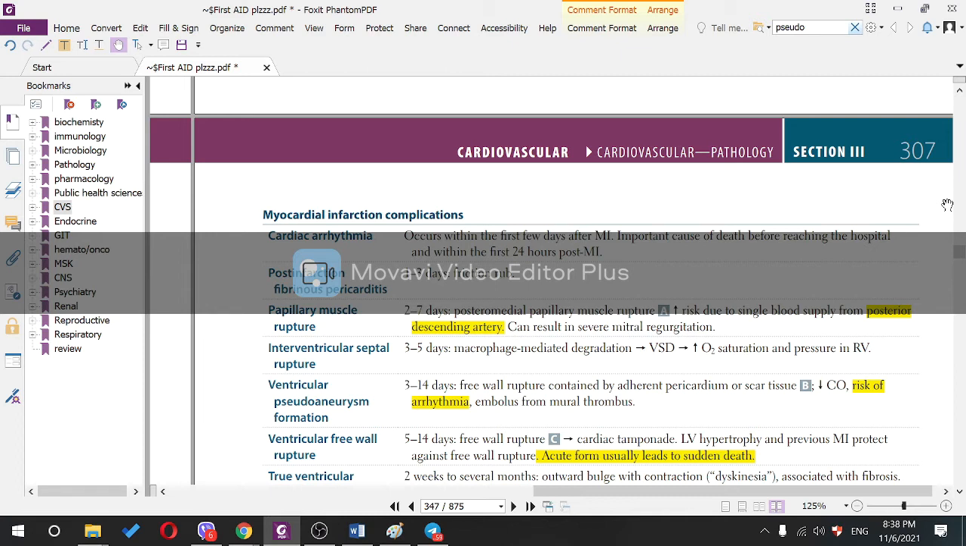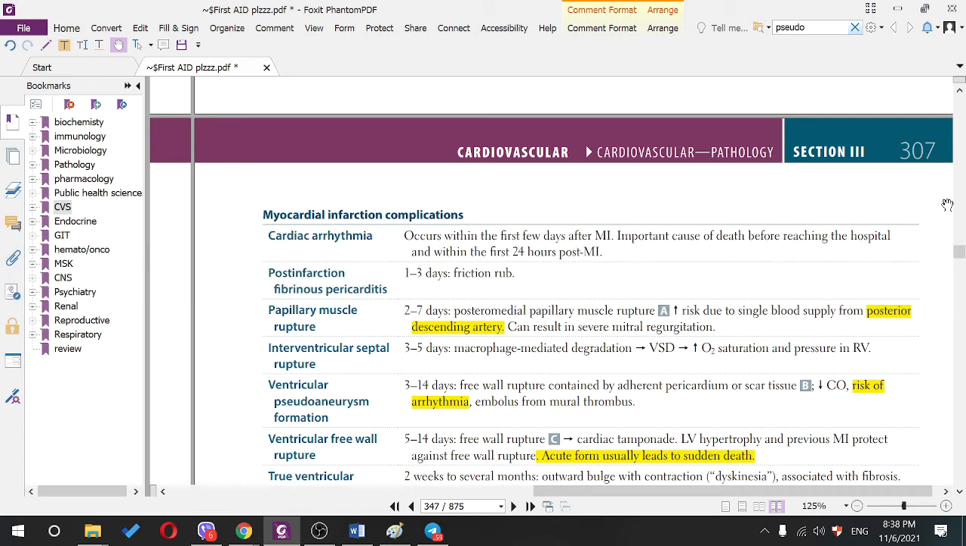Okay, so the next one is post-infarction fibrinous pericarditis. He will have the friction rub. It occurs between 1 to 3 days. It's secondary to the acute inflammation, which happens secondary to the necrosis, because necrosis is always followed by acute inflammation.